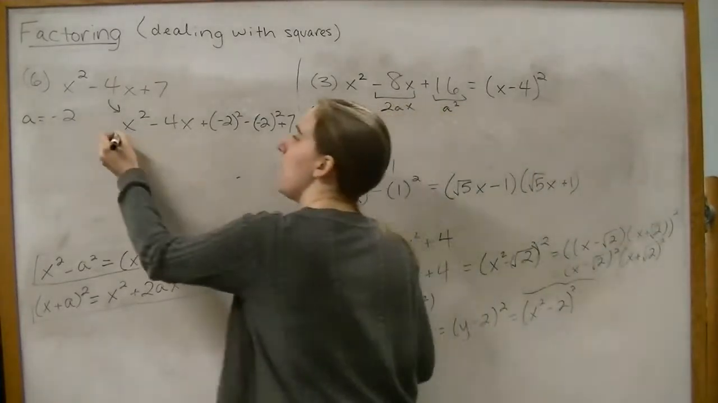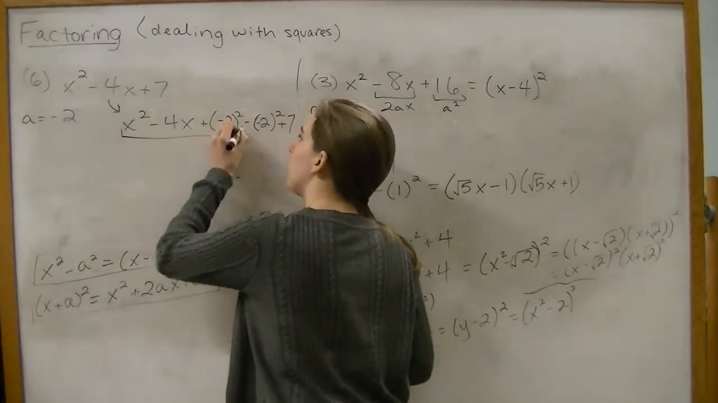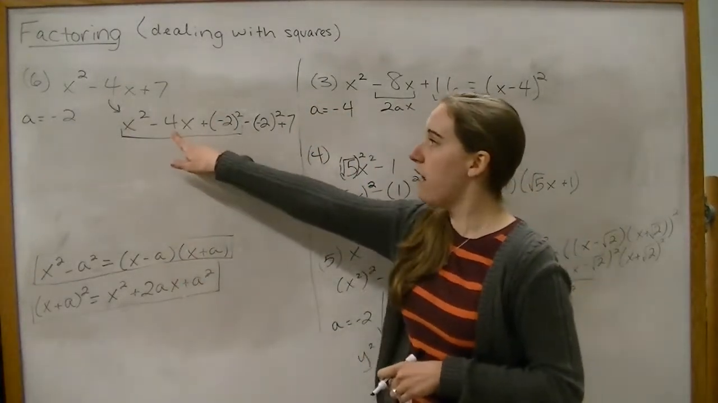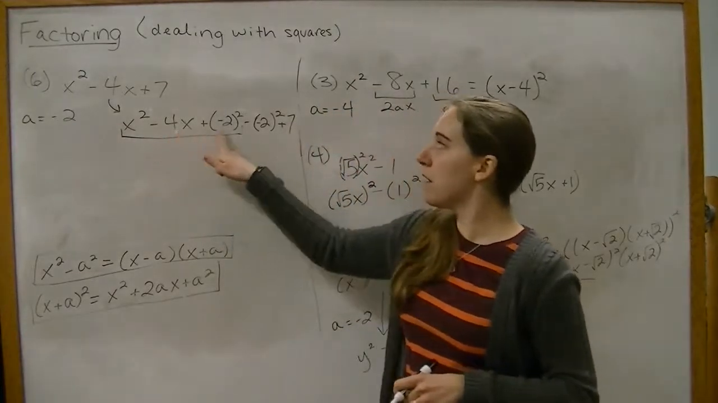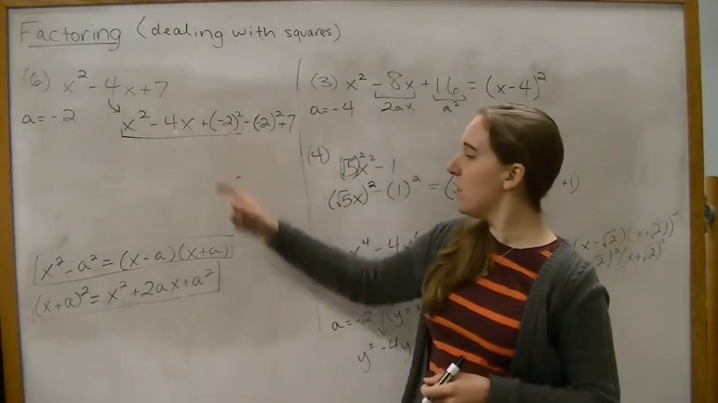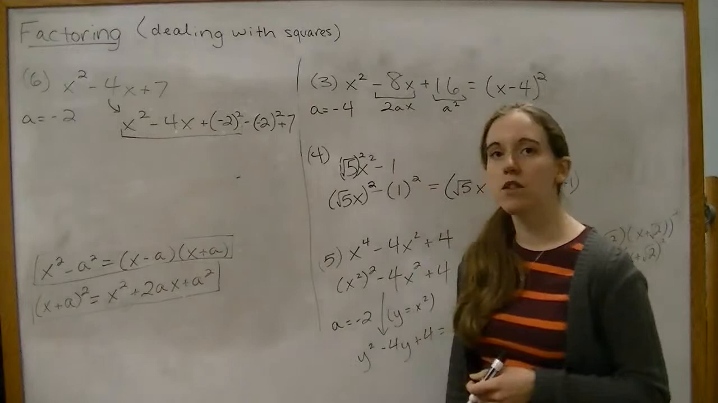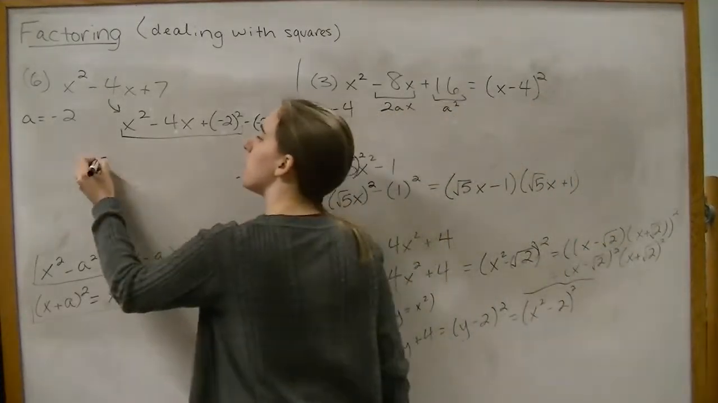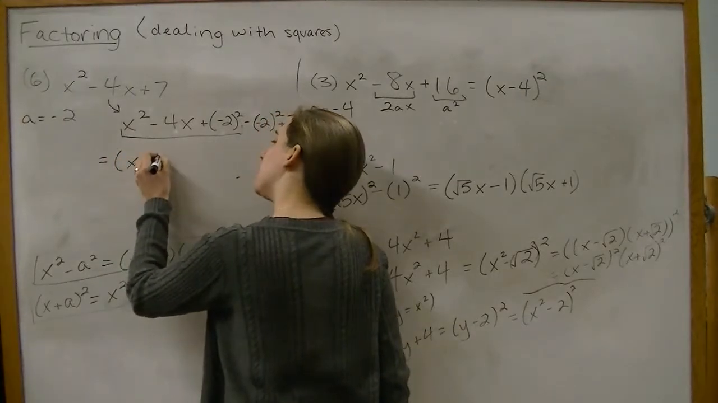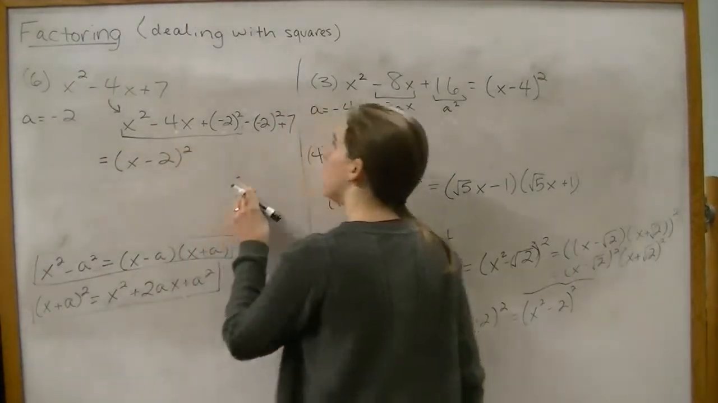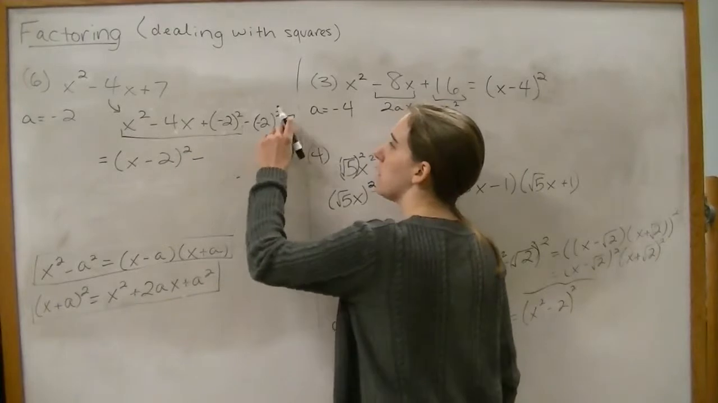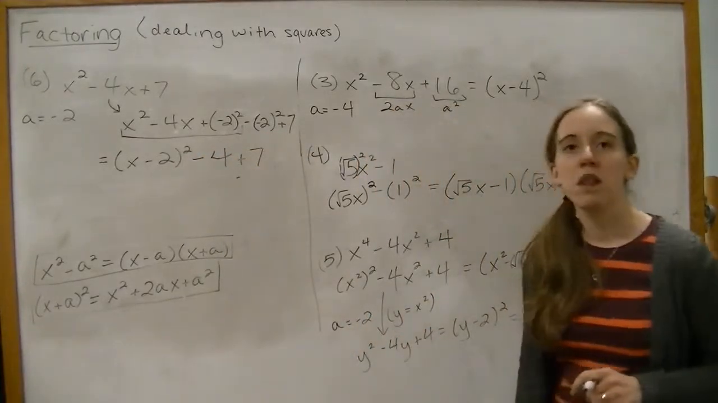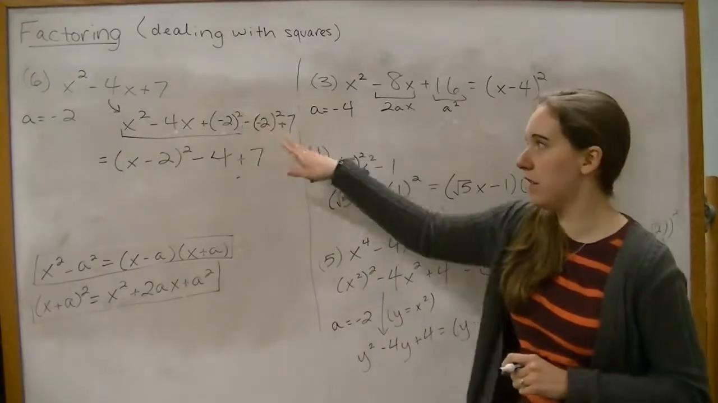So now I just made that look like this. I just did that on purpose. I found a from my middle term, and then I squared that a. So I purposefully made those first three terms look like my perfect square. So this would be x minus 2 squared. Then I have negative 2 squared, which is 4. And then plus 7 just came along at the end.